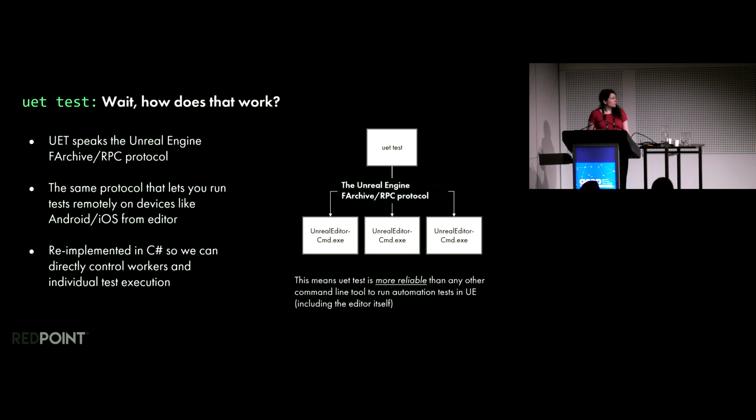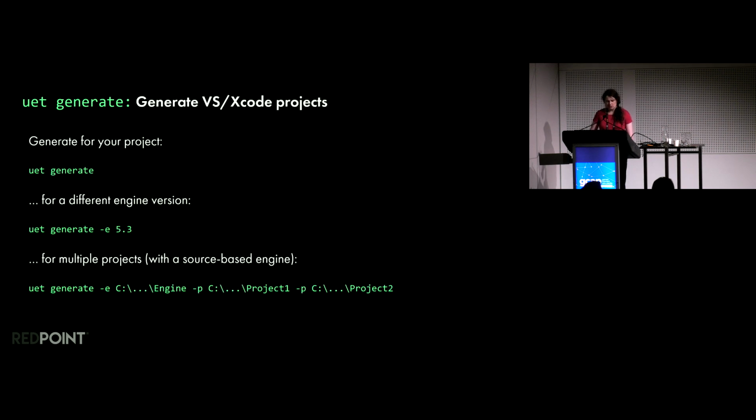The way it works is I re-implemented the FArchive RPC protocol that Unreal Engine uses in C# so that UET can directly control Unreal Engine instances just like the session frontend, and that's how it gets that more granular control than you get through just the command line. You can also generate Visual Studio and Xcode projects from the command line, UET generate.